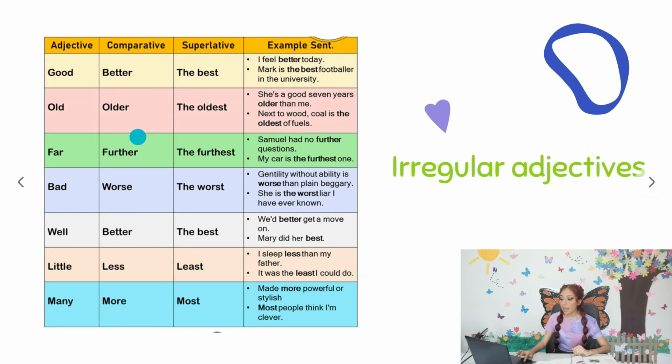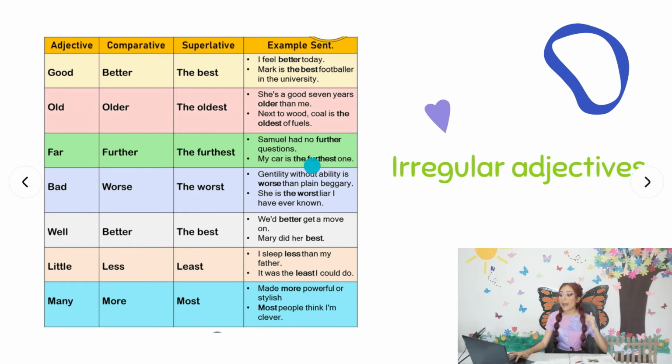Okay, so then we have, for example, far, further, and the furthest. My car is the furthest one. Okay, so I'm comparing my car with all the cars that there are, for example, around the world. So it means that my car is the farthest of all.